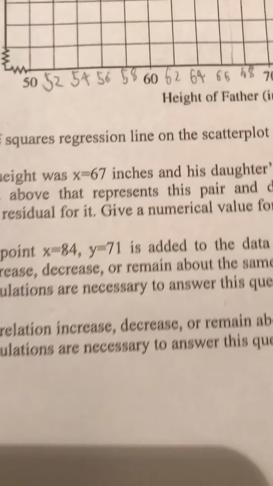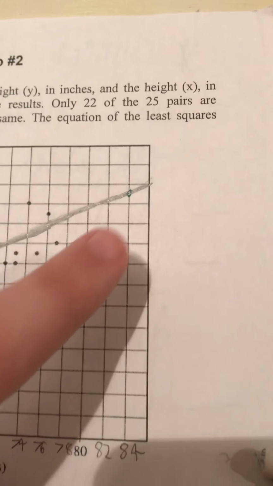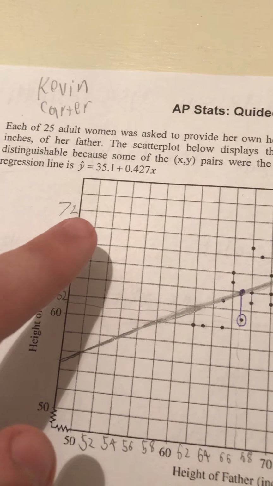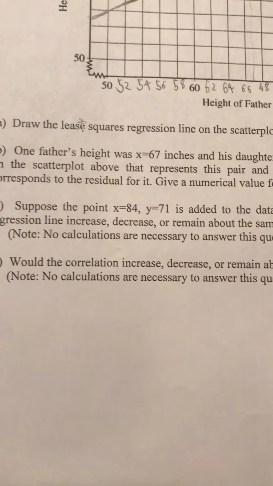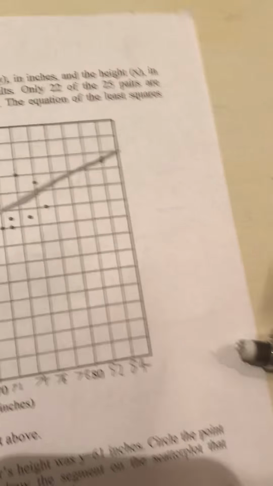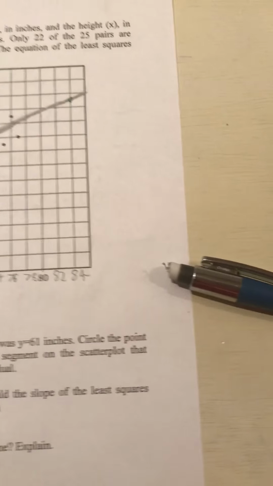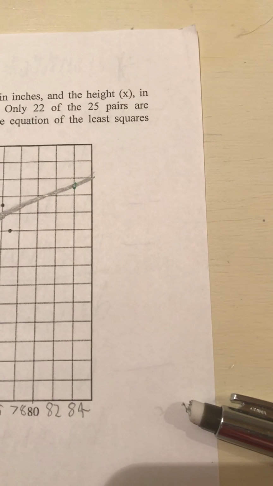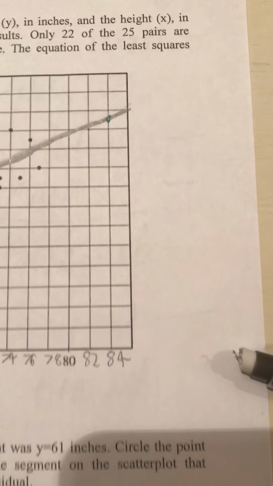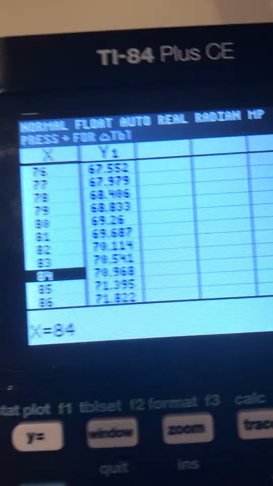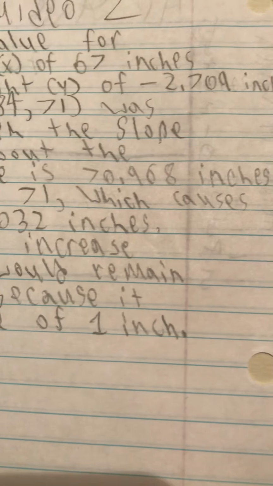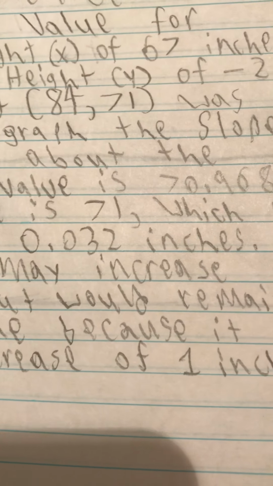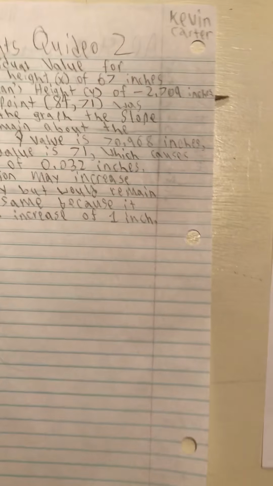To see if the point x 84, y 71, which I have added up here, is added to the chart, would the slope of the regression line increase, decrease, or remain the same? It would remain about the same, because while the actual value for this is y 71, the predicted is 70.968. So 71 minus 70.968 leads to a residual value of 0.032 inches, which is a small enough value that it will not affect the chart.